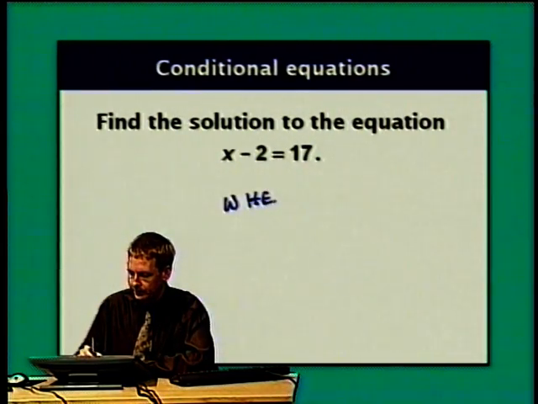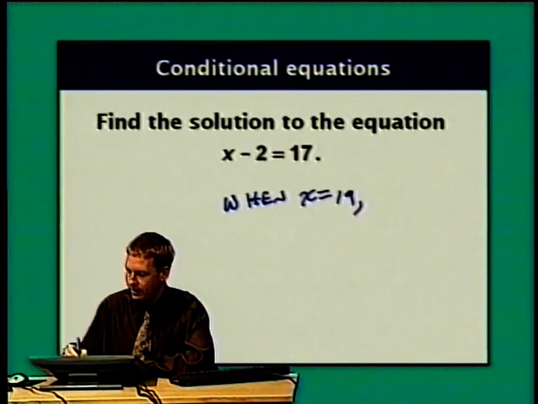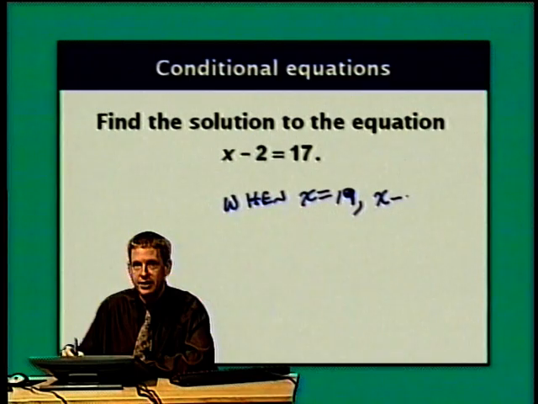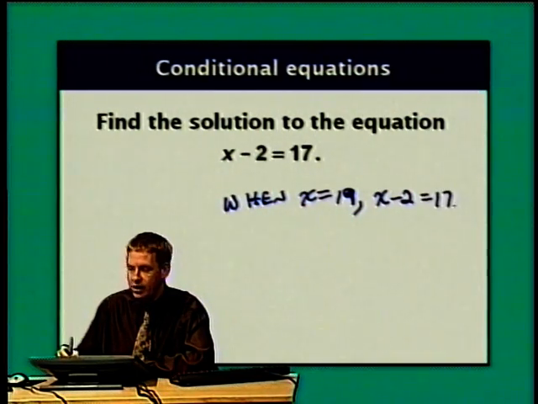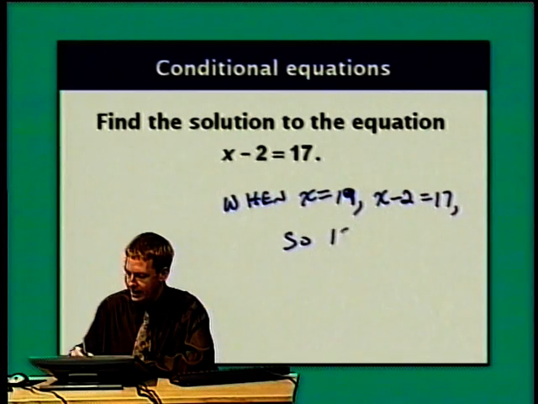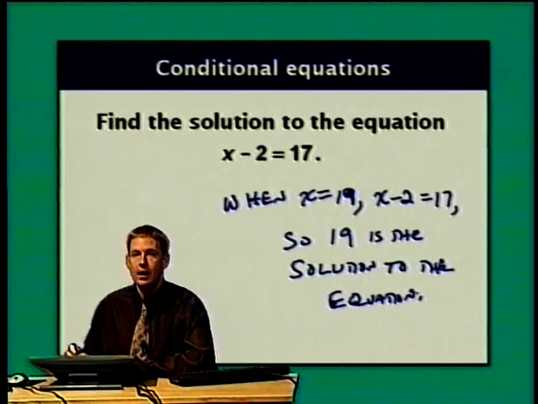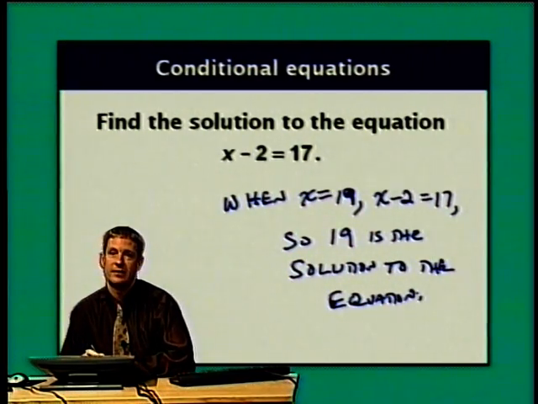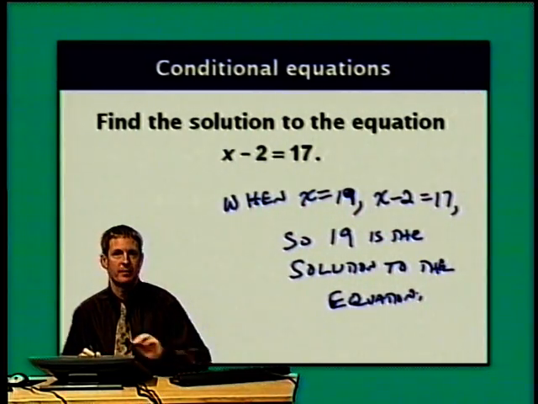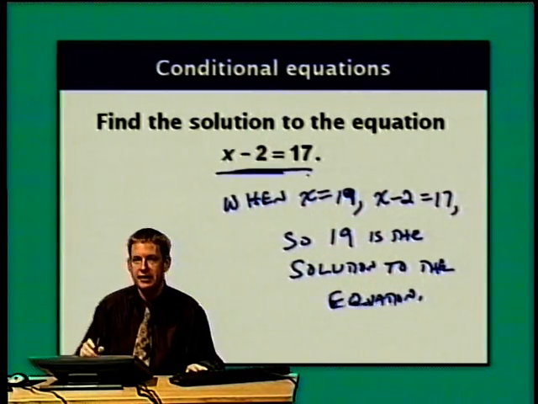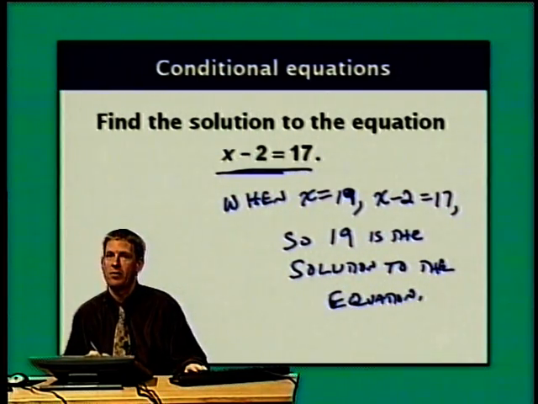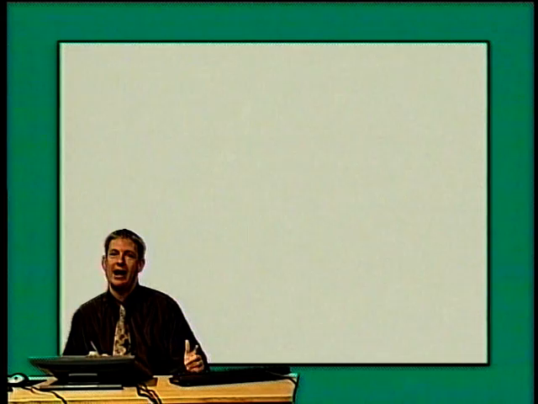When x equals 19, our variable expression, x minus 2, indeed equals 17. So 19 is the solution to the equation. Now, the reason I did this as my final example is because this is an example of something that we call a linear equation. This equation, x minus 2 equals 17, is an example of something we call a linear equation, and Anne's about to come up and start talking to you about linear equations.